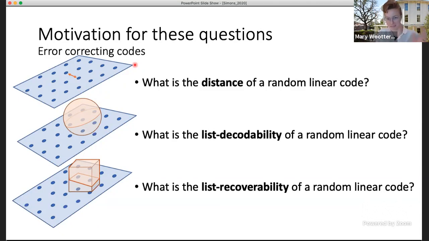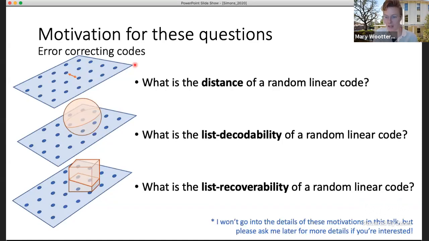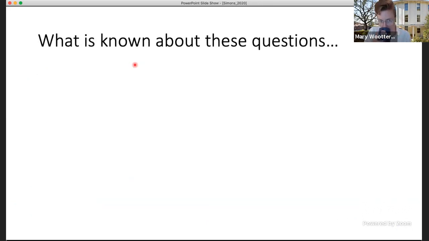Okay, so these questions come up. I'm not going to say too much more about why one cares, but if you're interested, please ask me after the talk. For now, let's forget about the motivation and focus on these questions: what properties do random subspaces satisfy? So what do we know about these questions? Like I said, these questions have been studied for a while in the context of coding theory, so by now we know a lot. Here's a real quick literature review about these three questions in particular.